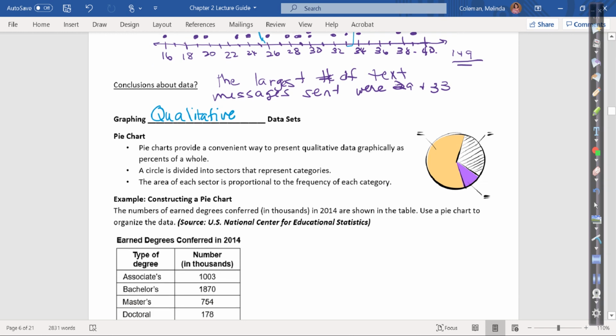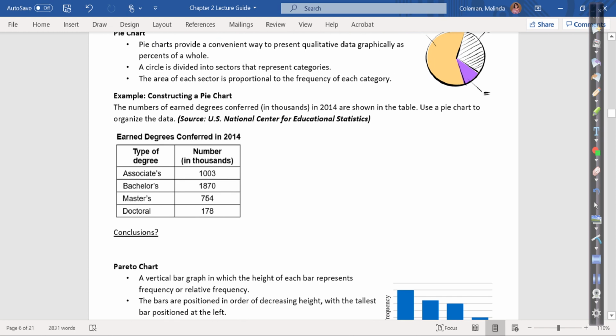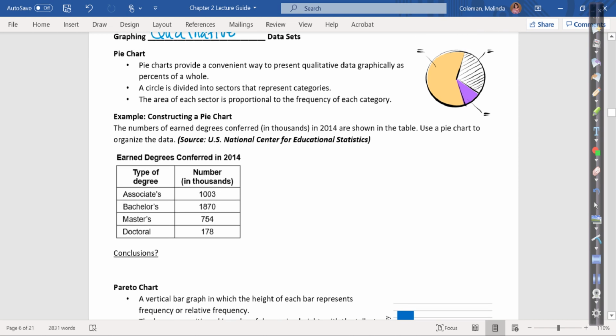And the way you see a lot of qualitative data is done with a pie chart. So pie charts are a little different because when you look at the number, in this example, we have the associates, bachelor's, master's, and doctoral degrees, and then the number in the thousands that were conferred in 2014. When you look at that, we have to decide how much that is as it is represented in a circle. So there's several things that we have to add to this chart.